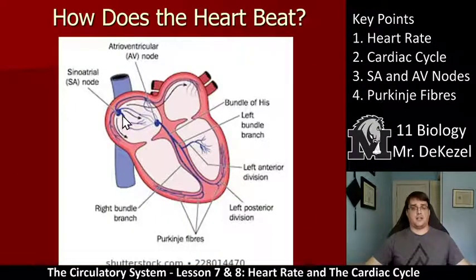So that is right here. It is at the top of the right atrium. It is near the superior and inferior vena cava, essentially what I almost think of as the start of the heart, as that's where the blood flows into first.